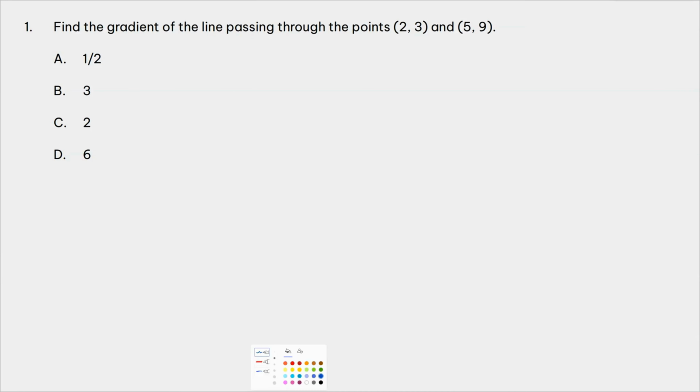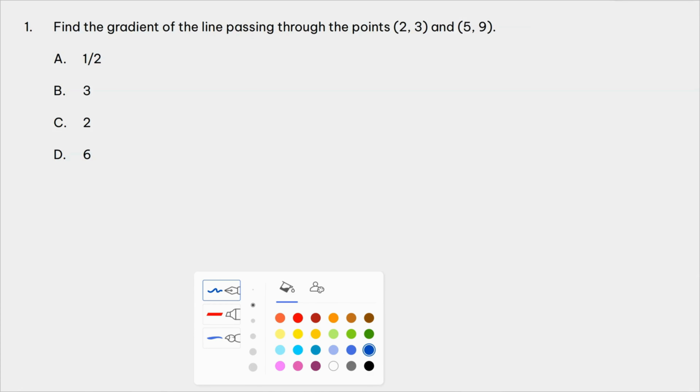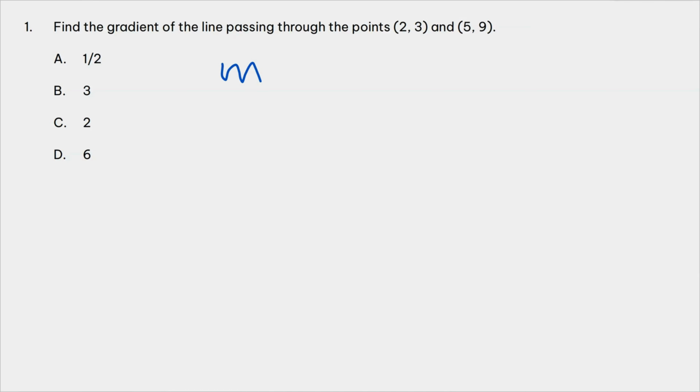Now let us test ourselves with this simple one. Find the gradient of the line passing through the points (2, 3) and (5, 9). So for the gradient, we know that it is our change in y over our change in x.